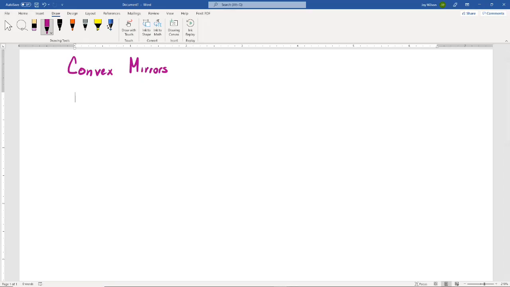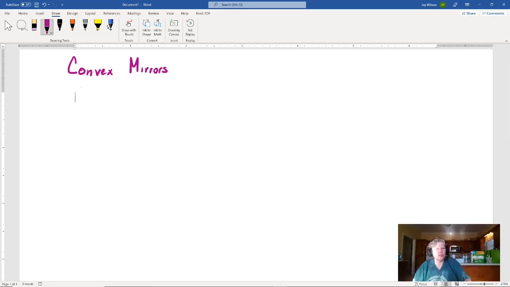Okay, so last lecture we did was on concave mirrors, so now we're going to do convex mirrors. And convex mirrors look the same as concave mirrors, except the silvering, the silver that's painted on the back to make it reflective, is on this side. So this is now the back of the mirror, and this is the front of the mirror.